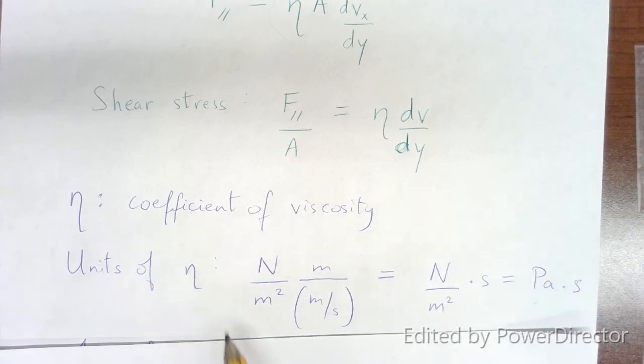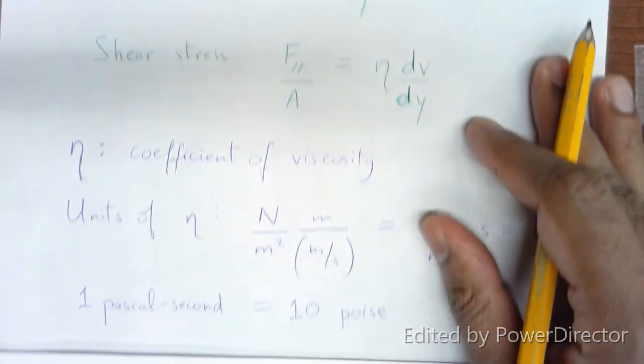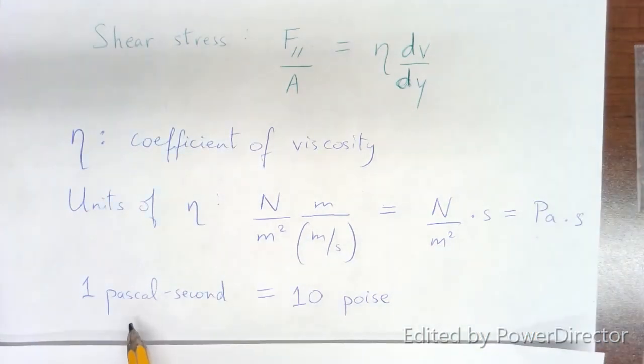So it's not unitless. The coefficient of viscosity, which depends on the liquid and also on the temperature at which you measure it and other quantities, has units of Pascal seconds. And sometimes you will see the unit poise. Poise is the CGS unit for the coefficient of viscosity. So 1 Pascal second is equal to 10 poise.